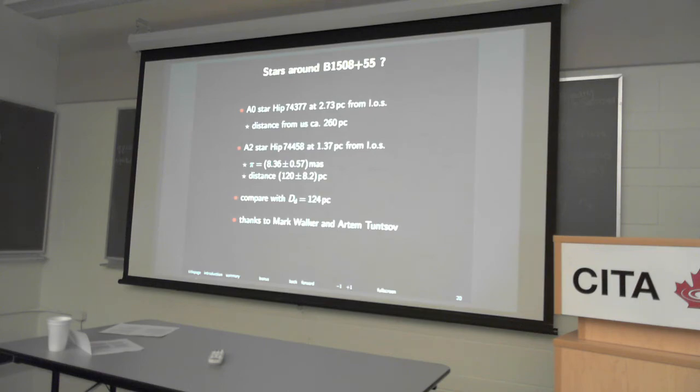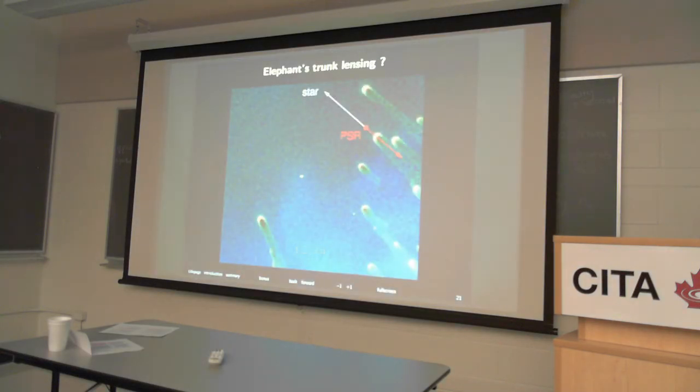And on the next slide, 21, I show the relative positions of what we have here. So the background image is now from the Helix Nebula, just to show what the idea is, how these structures could look like. The pulsar is the red spot, and the arrow is the proper motion of the pulsar, and the star is in the direction of the white arrow here.